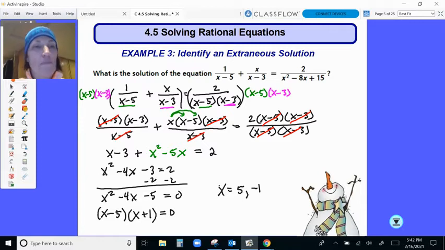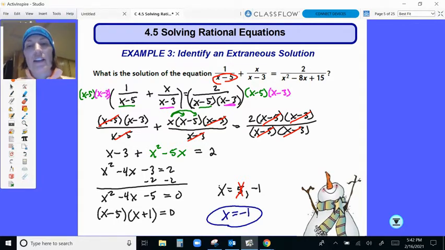However, my problem here is, notice that right here, my solution cannot be 5. Because if I plug in 5 for x, 5 minus 5 is 0. That will be dividing by 0, and that's a problem. So this equation has restrictions of 5 and positive and negative 3. So this cannot be a solution, right? So my only solution is x equals negative 1. This 5 right here is called an extraneous solution.